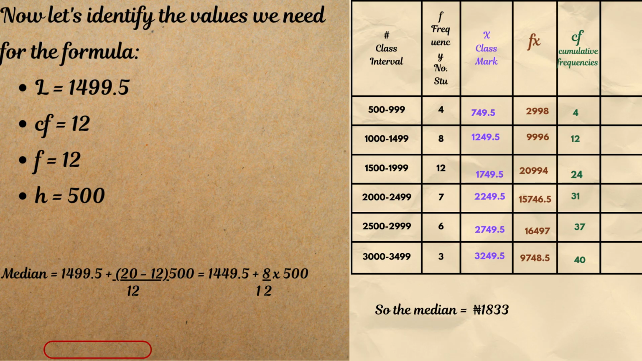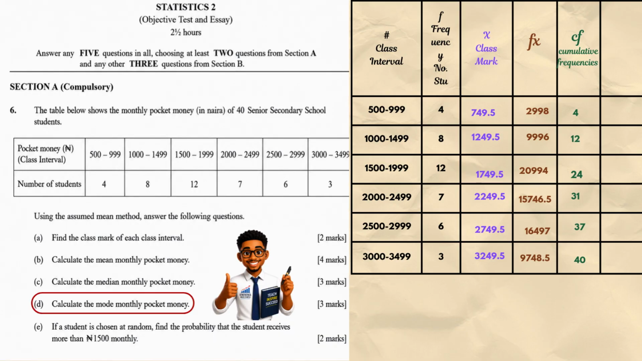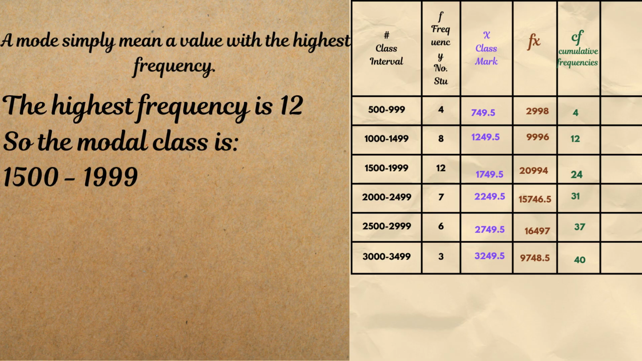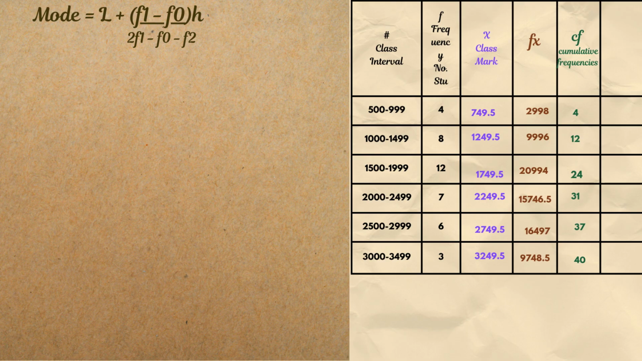Let's move to the next question, which is, calculate the mode monthly pocket money. This is actually the easiest of the three. The mode simply means the value that occurs most often. Look at the frequencies: 4, 8, 12, 7, 6, 3. The highest frequency is 12. Therefore, the modal class is 1,500 to 1,999. Now we apply the mode formula.